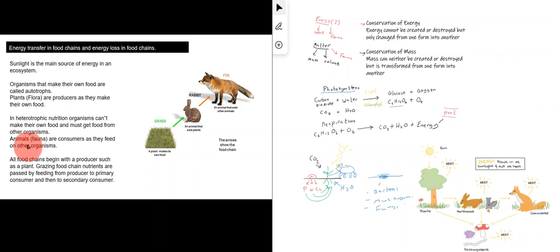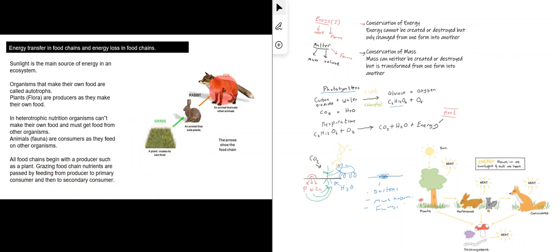Animals, or fauna, are consumers as they feed on other organisms. Generally, animals feed on other organisms, so they are called consumers. All food chains begin with a producer. So we have the producers and then we have the consumers. All food chains begin with producers such as plants. In a grazing food chain, nutrients are passed by feeding from producers to primary consumers and then to secondary consumers.